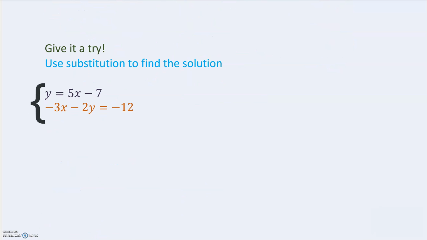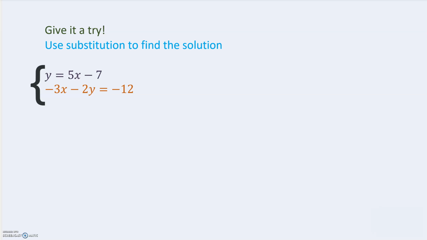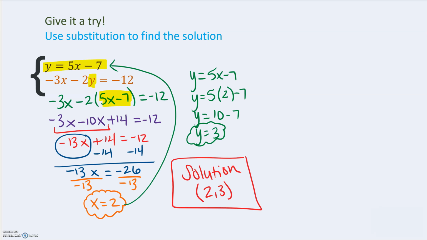All right, so now I want you to give this one a try. Use substitution to find the solution. Go ahead, pause your video, and give it a try. All right, and here is the solution. So our solution here is 2, 3. Go ahead, take a moment, pause your video if you need to, but check your answer. If you got something wrong, make sure that you fix it and you can see where you made your mistake. If you're not quite sure, double check with your teacher. Maybe go back and watch the previous example so that you can see.